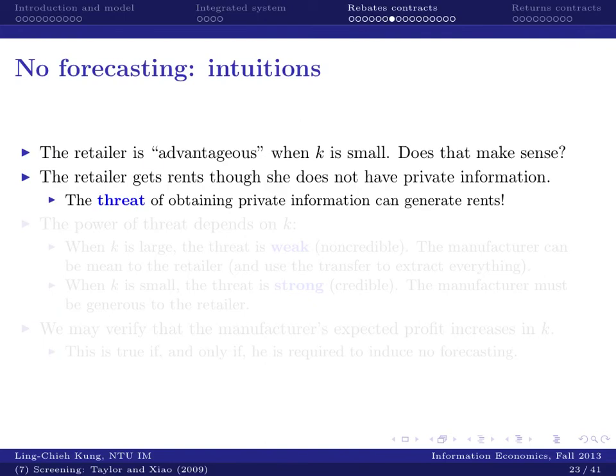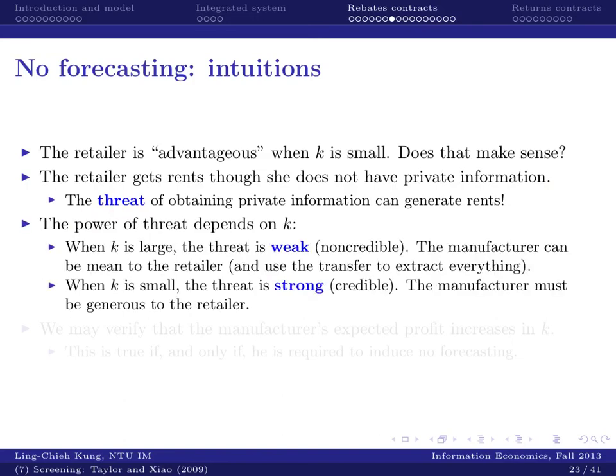So the retailer is advantageous when K is small. Does that make sense? Yes, that's true, because this is when the retailer really can threaten to do forecasting. The retailer gets no rent, typically, if there is no information asymmetry. But here the interesting thing is that even though the retailer does not have private information, the retailer can still get some rent. It is not because of information, it's because of the threat of obtaining private information. Because the manufacturer is somehow required to induce no forecasting, that's why this threat would work.